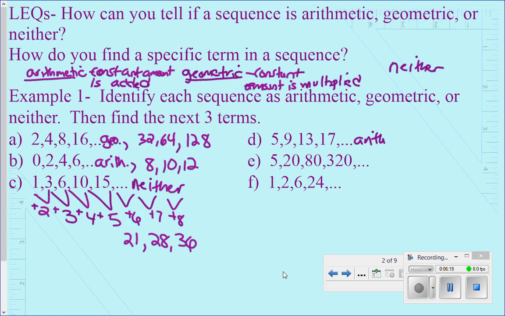Why? Because we're adding 4 each time. So the next 3 would be 21, 25, and 29.